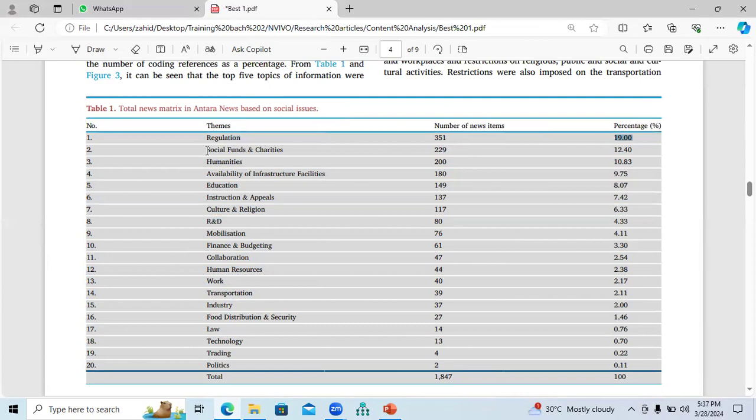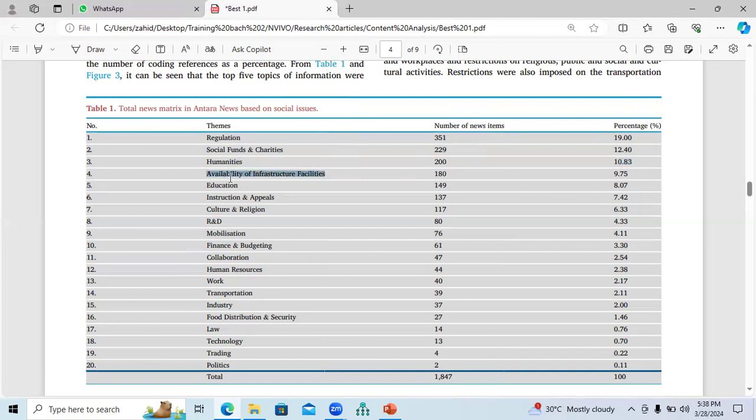The second important theme they have identified is social funds and charities. It was used 229 times as a frequency, and its percentage is 12.14. The third important code or theme which they have identified is humanities. It was used 200 times with this percentage. The fourth is availability of infrastructure and so on.